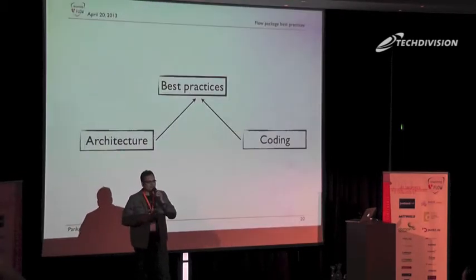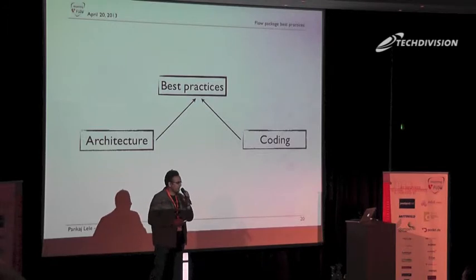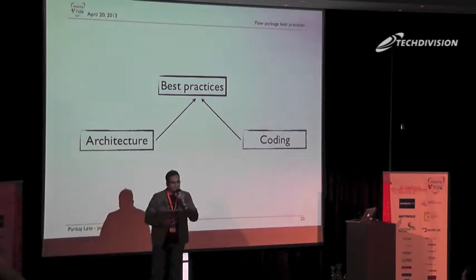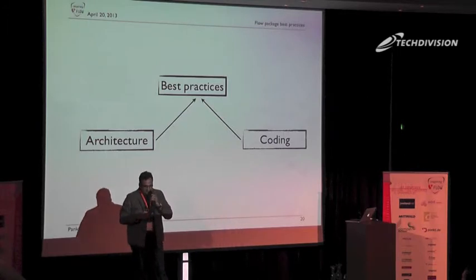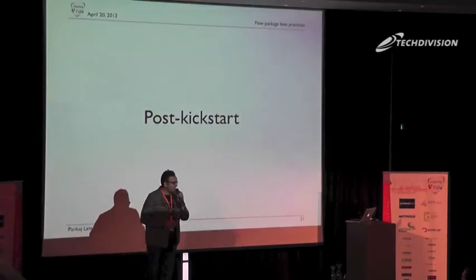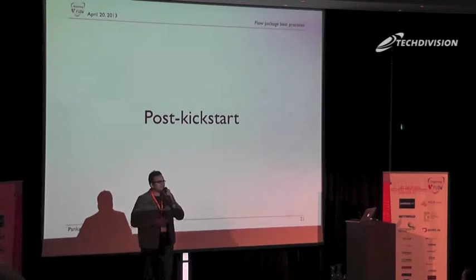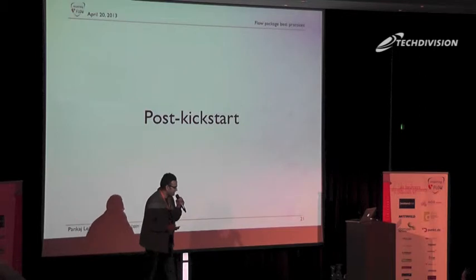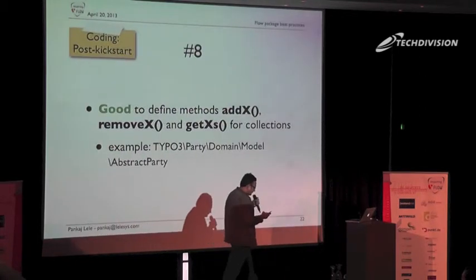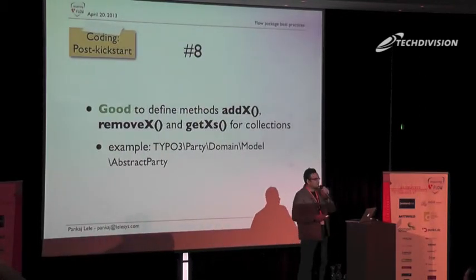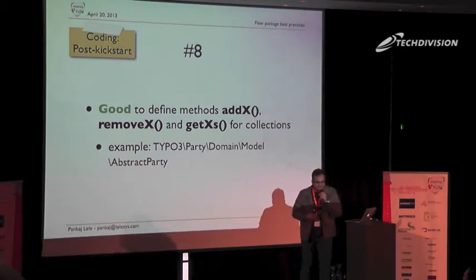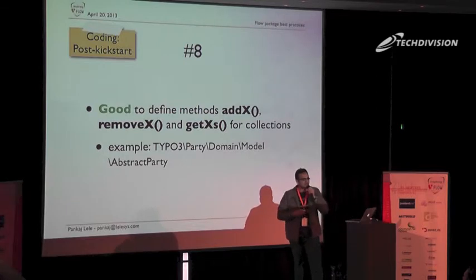Yeah, so those were a few best practices from the architecture, and I would like to go on to some of the coding. I mean, there are many more than the architecture level. So I have divided these best practices for coding into different categories because there are many. This category is post kickstart. Always when you kickstart your domain models, the Kickstarter doesn't really kickstart all your relations like collections and all these things.